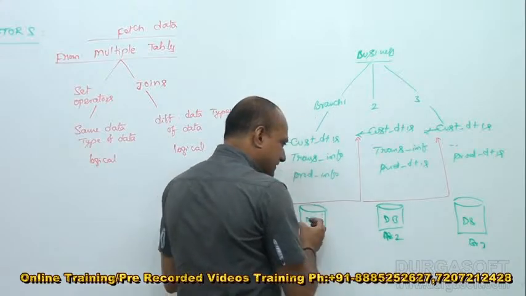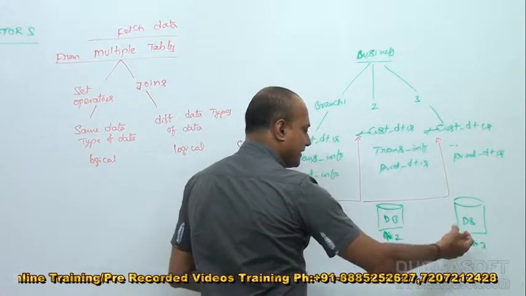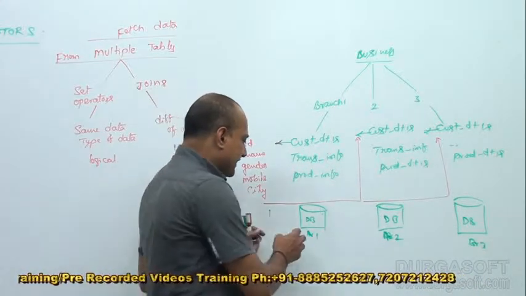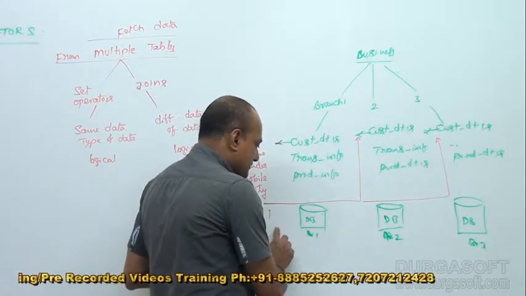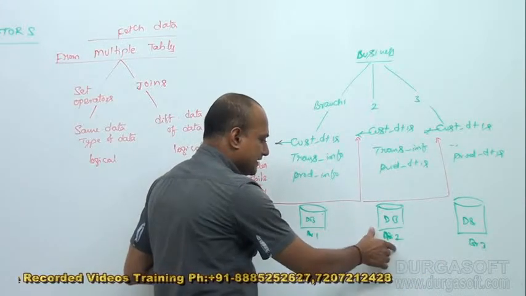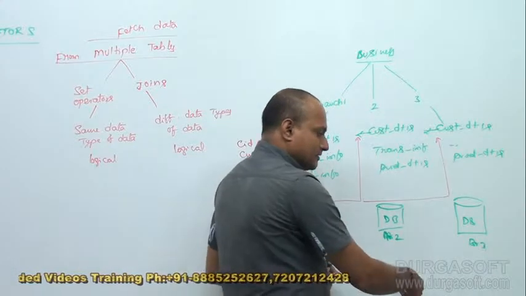So you need to collect data from the branch 1 server, branch 2 server, and also from branch 3. I will write a select statement here: select star from so and so. Then it will generate one output. Select star from so and so in this table will generate some other output.